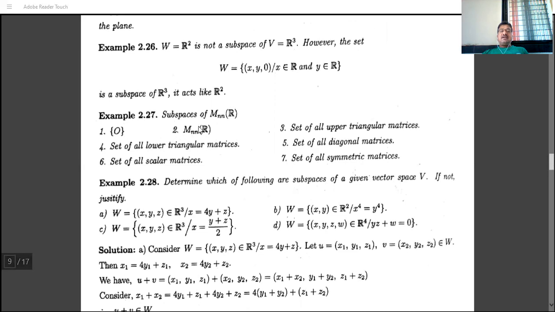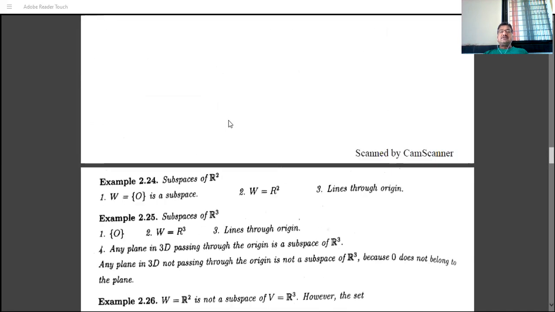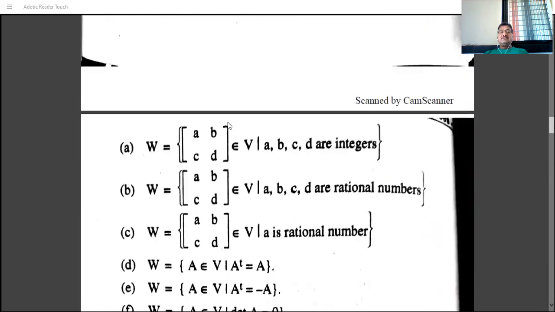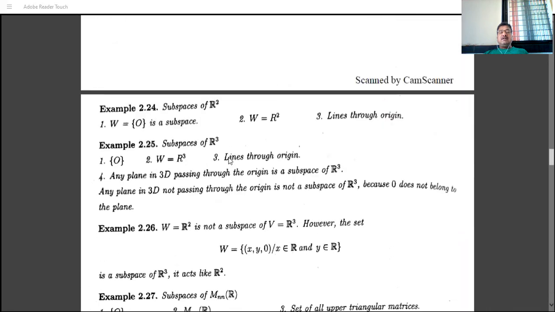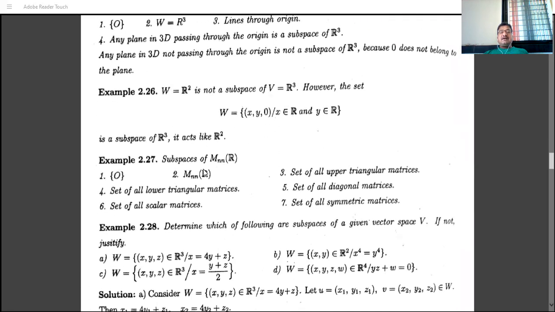Singleton 0 and Mnn. Mnn means the set of all n by n matrices with real entries. If we take the value of n as 2, then it is the set of all 2 by 2 matrices, like this. This is the set of all n by n matrices.